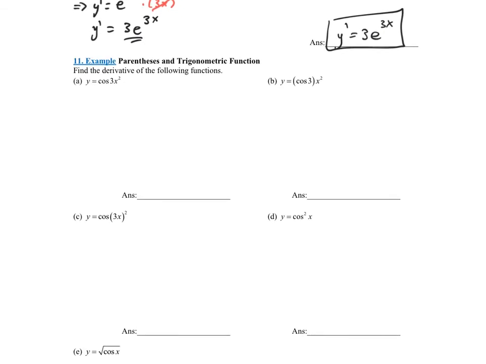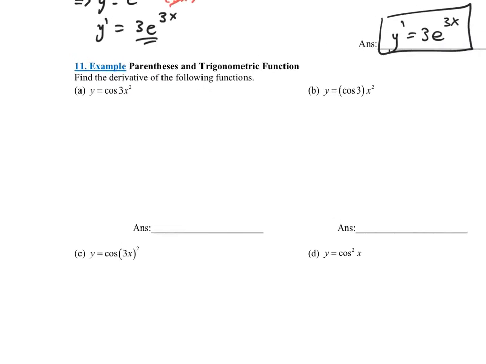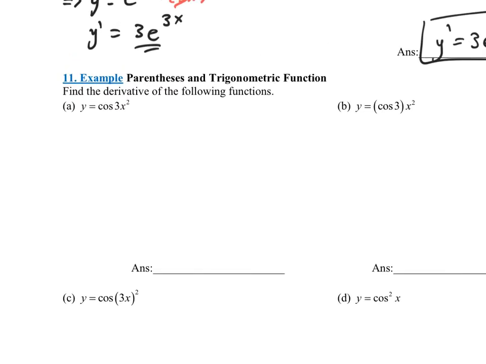It says parentheses in trigonometric functions. This is example 11. And what it's trying to emphasize is it's really, really important where those parentheses are. So it says find the derivative of the following functions. Well, textbooks often get lazy and don't put parentheses where they should, when they're necessary, okay?